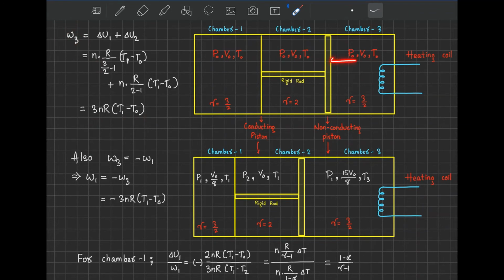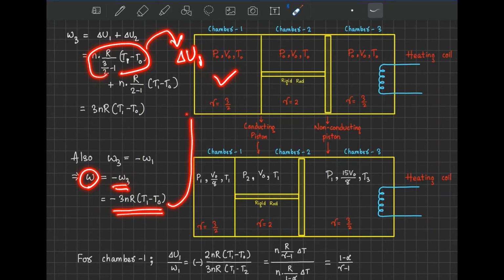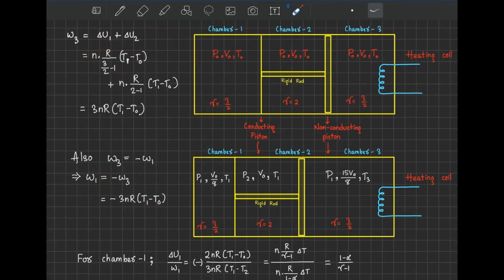Now we already know W3 is equal to minus W1. So W1 will be minus W3, which is minus 3 nR (T1 minus T0). So for chamber 1, we got the change in U1 here, and we have W1 also. Now we don't know what process is happening here. Because in this there is no constant pressure, this is not an isobaric process. There is no constant volume, so it cannot be isochoric. Temperature also does not stay constant, right? So it cannot be isothermal either.